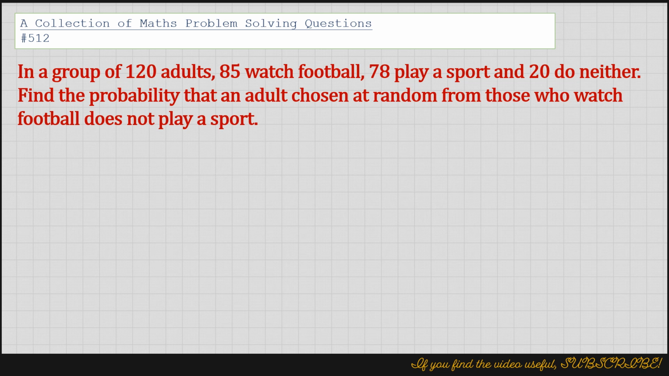In a group of 120 adults, 85 watch football, 78 play a sport, and 20 do neither. Find the probability that an adult chosen at random from those who watch football does not play a sport. So we can start with drawing a Venn diagram.